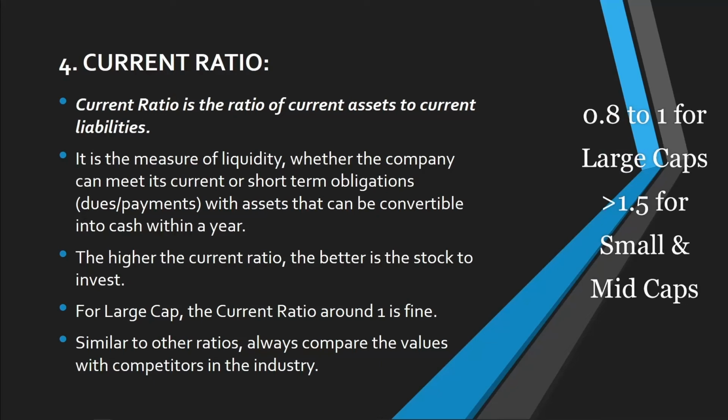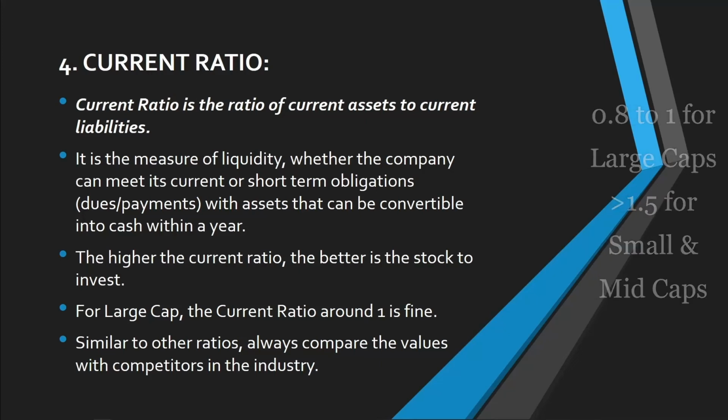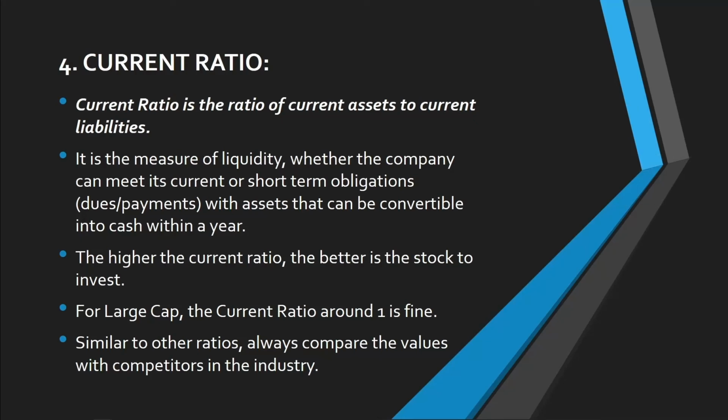The higher the current ratio, the better the stock is to invest. For small and mid-cap stocks, the value should be more than 1.5 minimum. In the case of large cap stocks, the value might be between 0.8 and 1, depending on the relevant sectors. Similar to other ratios, always compare the values with competitors in the industry.